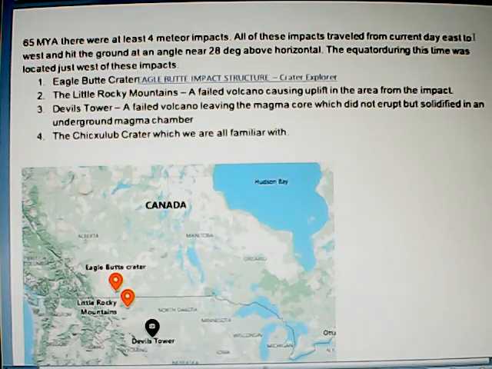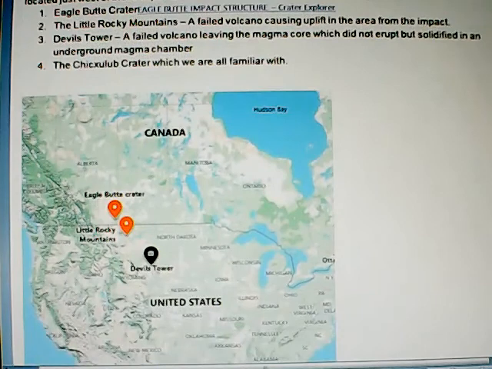All these impacts traveled from current day east to west and hit the ground at an angle near 28 degrees above horizontal. The equator during this time was located just west of these impacts. Eagle Butte is a recognized impact structure up in Alberta. And the Little Rocky Mountains, a failed volcano causing uplift in the area from the impact. Devil's Tower, a failed volcano leaving the magma core, which did not erupt but solidified in an underground magma chamber.